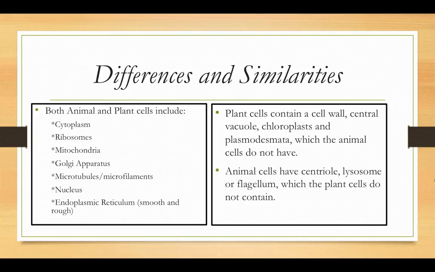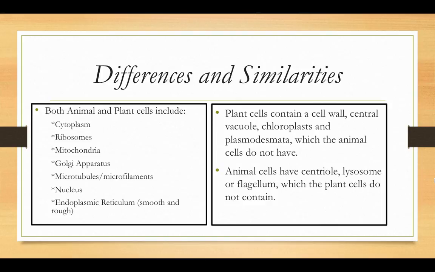And animal cells have centriole, lysosome, and flagellum, but plants don't have these. The flagellum is for movement. It's a long tail-looking thing that animal cells have to move around. And lysosome is an organelle that holds enzymes and digests food, and sometimes it is used during the degradation of the cell. When the cell dies, the lysosome acts up, and it helps take up the waste of the dead cell.